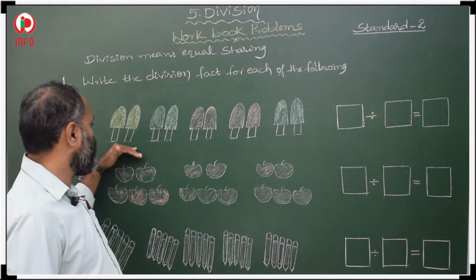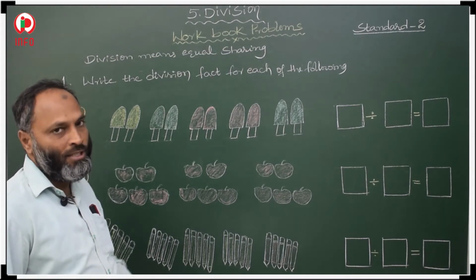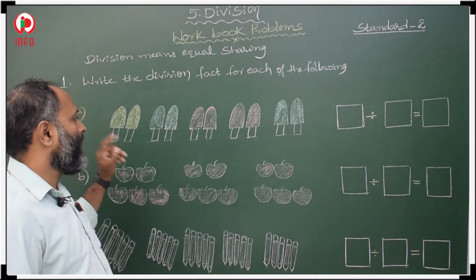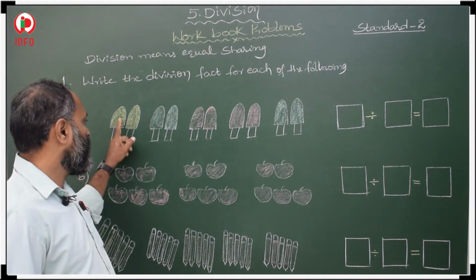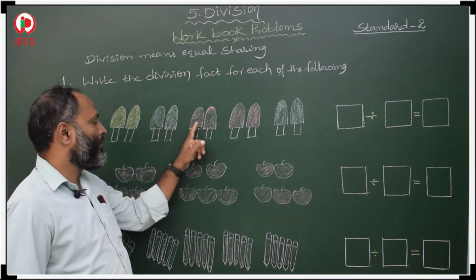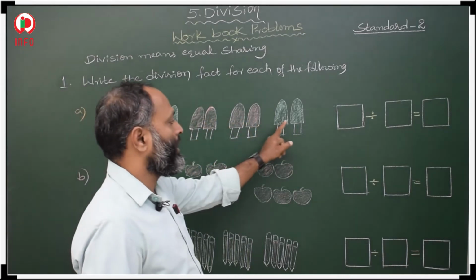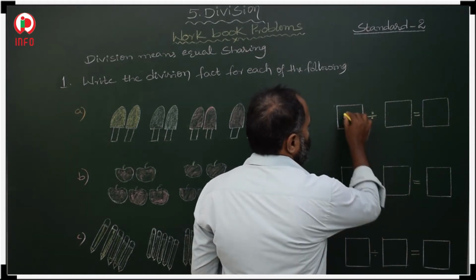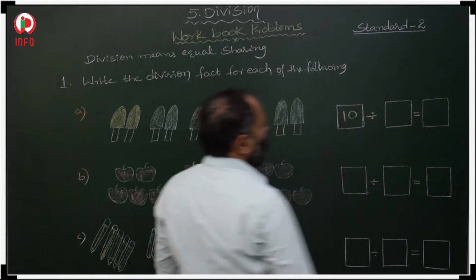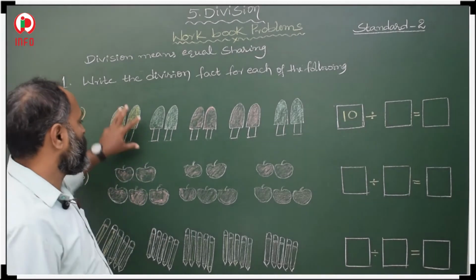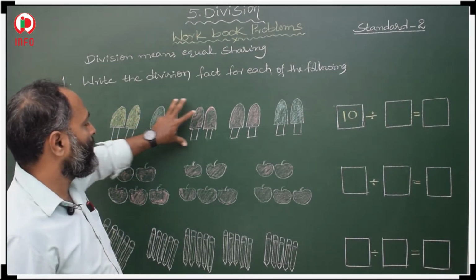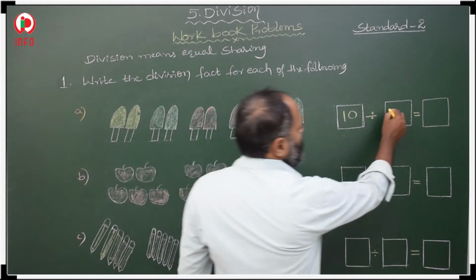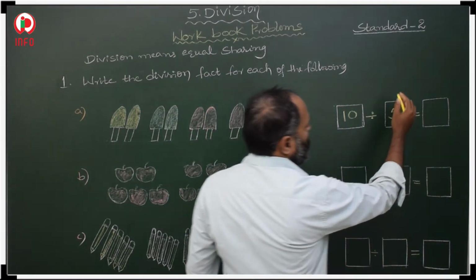In the first picture some ice creams are given. First we count how many ice creams there are. Total ice creams you have to count first: 1, 2, 3, 4, 5, 6, 7, 8, 9, 10. We write 10 ice creams in the box. Then how many groups do we have? This is the first group, second group, third group, fourth group, fifth group. So, we have 5 groups in total.